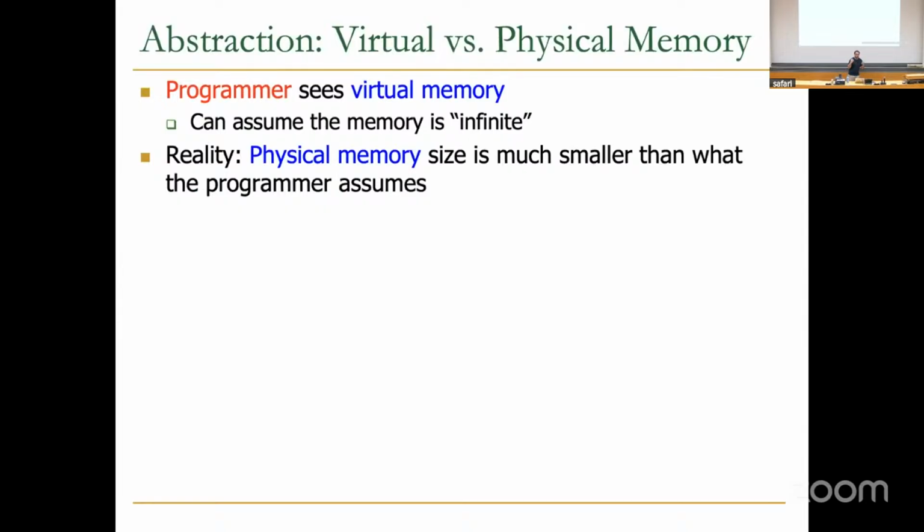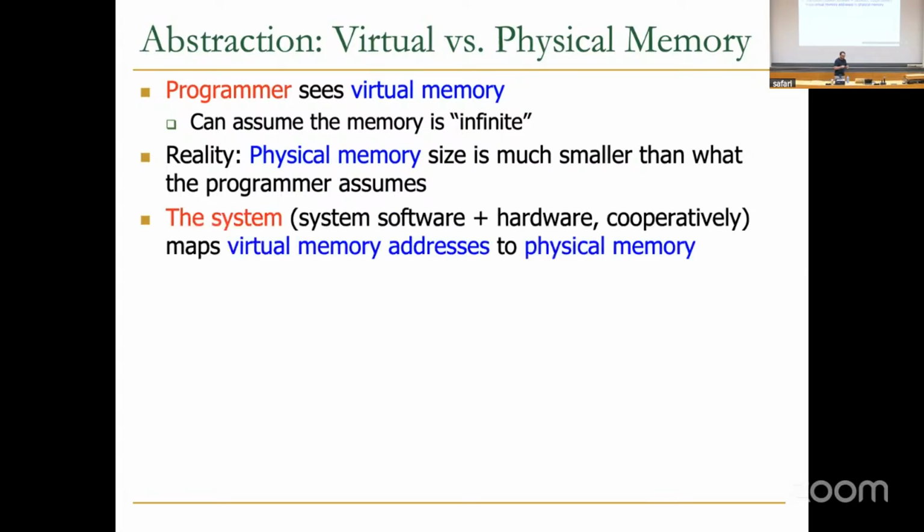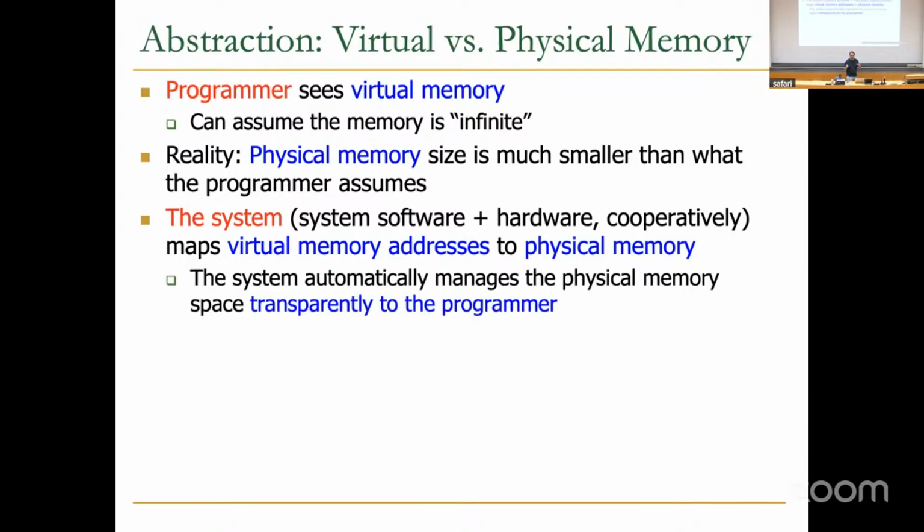Why does this happen? Because in reality, the physical memory might be much smaller than what you assume when you write your program. You don't want to care about what is the physical memory in your system. So the system tries to hide this information from you using both software and hardware, and cooperatively, it tries to map virtual memory addresses to physical memory. So you as a programmer do not need to do anything. The system automatically manages the physical memory transparently from the programmer.